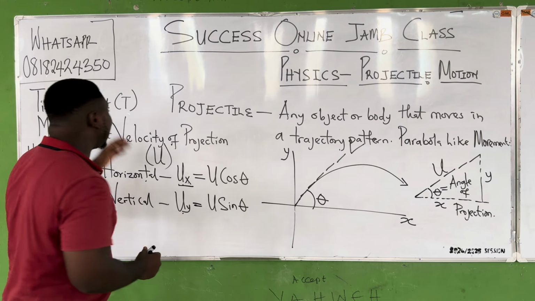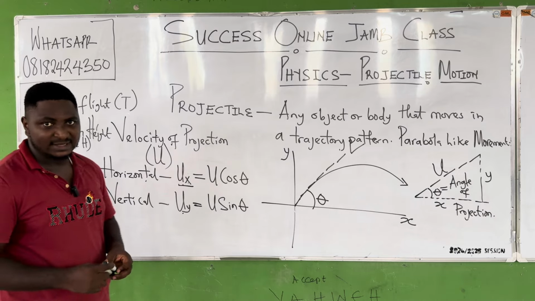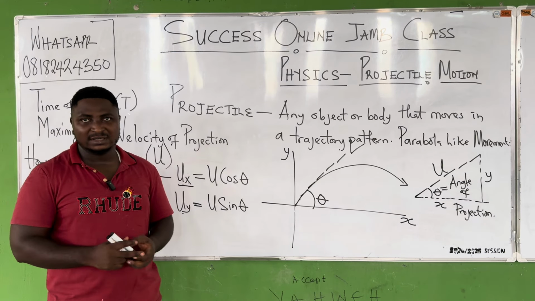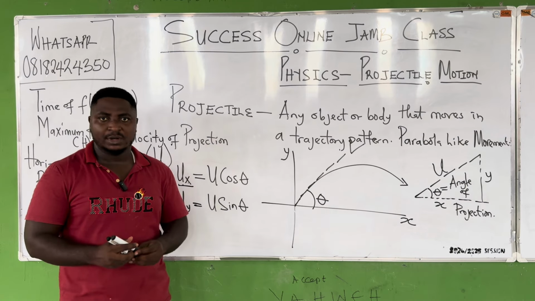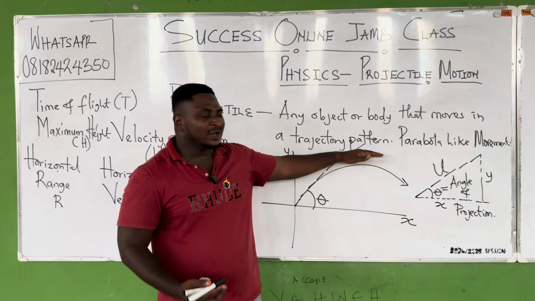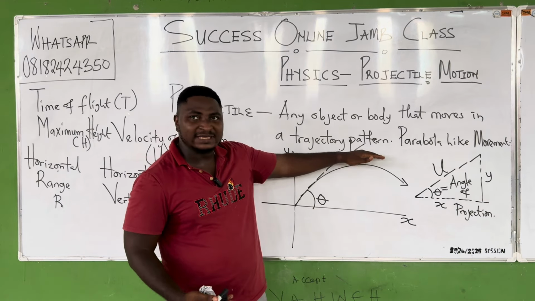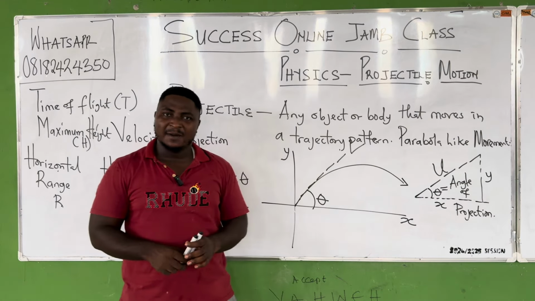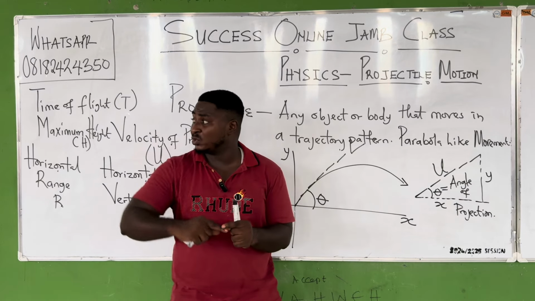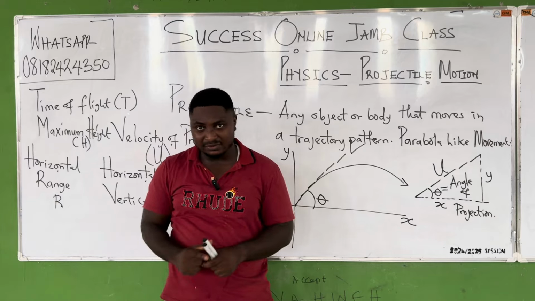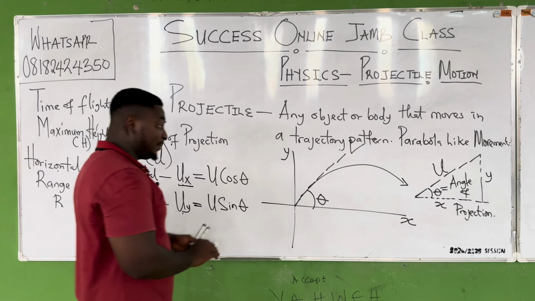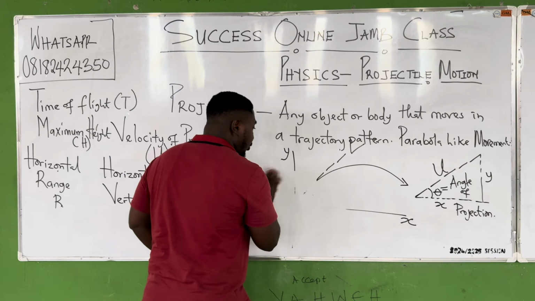Some students confuse the time of flight with the time to attain maximum height. There's a big difference. When a body is thrown up, it keeps going up until it gets to its maximum height. The time it takes for the body to leave the ground and get to its maximum height is called the time to attain maximum height. But the time of flight is the time taken for the body to leave the ground, go up, and then return back to the ground. So the time of flight is quite different from the time to attain maximum height. Let's keep going.